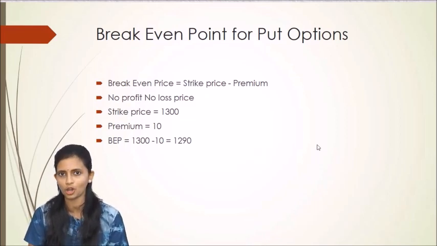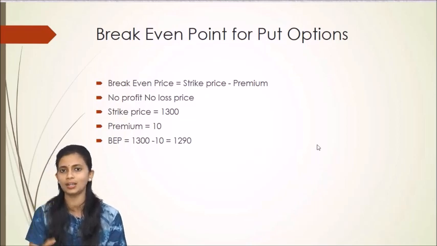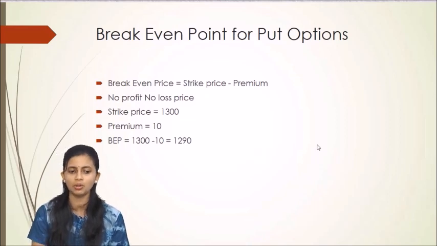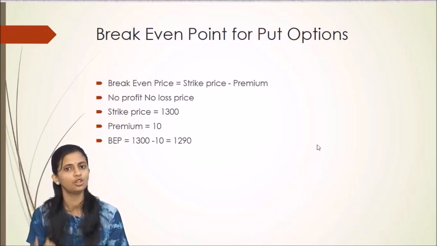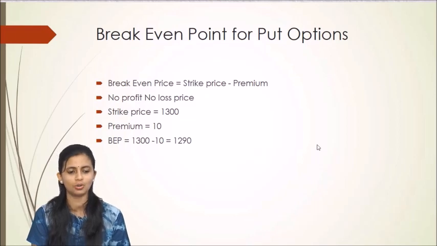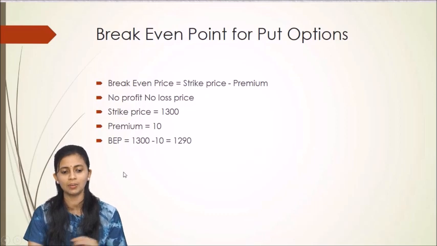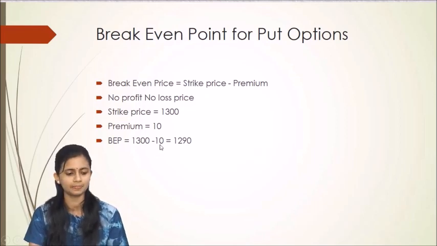Why? Because under put options, you are expecting the market to come down. That is, you are expecting the stock or the index to move below the strike price. So, strike price minus premium will give you a price wherein you will not make any profit or loss. Once the stock falls below this break-even price, you will start making profits. For example, if we take a strike price of 1300 and a premium of 10, then the break-even price is 1300 minus 10, that is 1290. So if the stock falls below 1290, then you will start making profits.